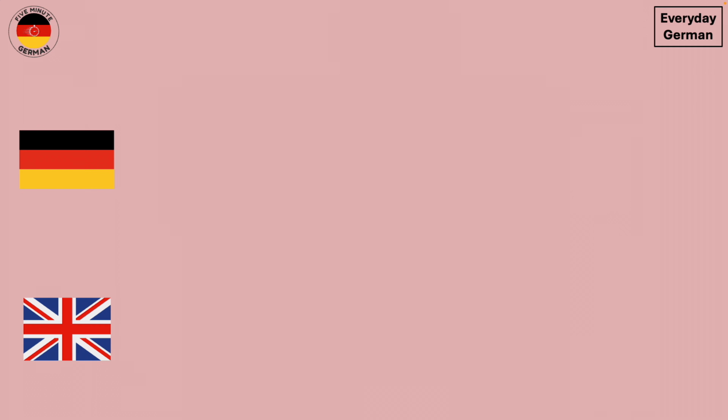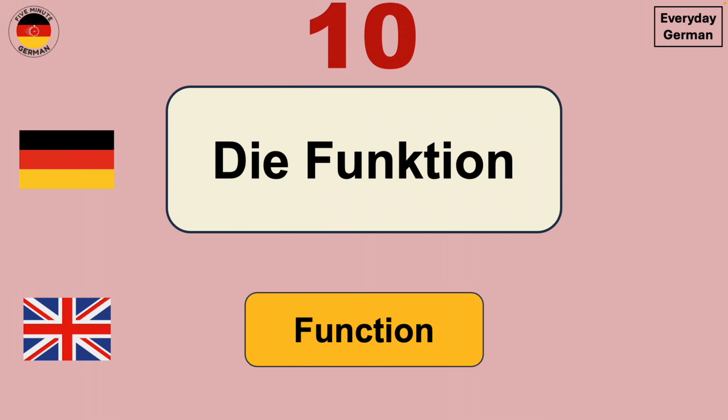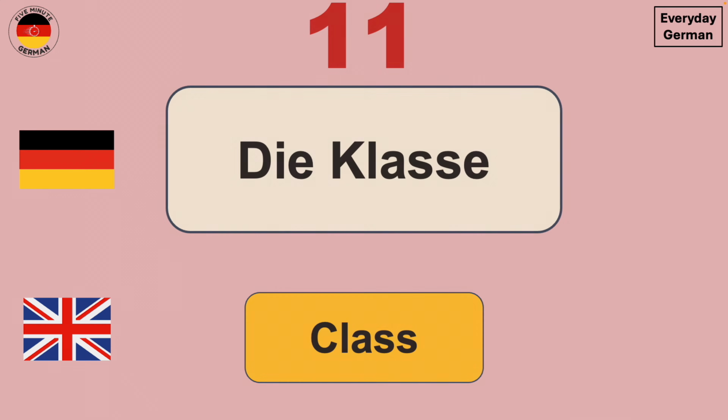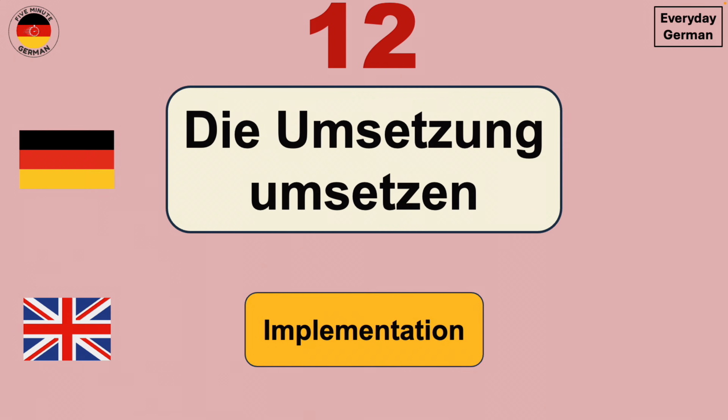After that we have die Funktion, which is a function which we use a lot in programming. So we use functions so that we can reuse our code. Die Funktion. Another important part in object-oriented programming is die Klasse, which is a class. So you can create classes in object-oriented programming, die Klasse. After that we have die Umsetzung, which means implementation, or umsetzen, which is the verb which means to implement. So die Umsetzung or umsetzen.